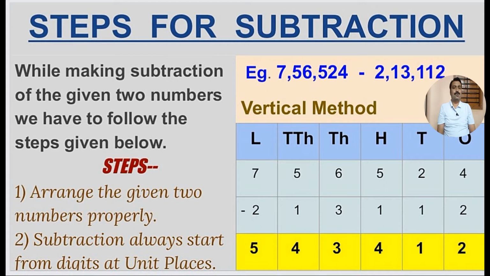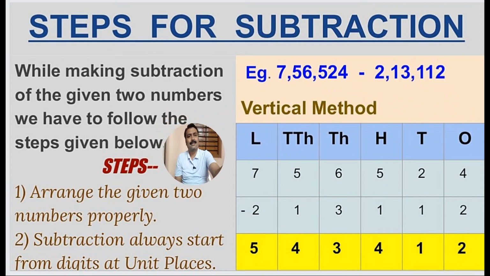And after that, the second step: subtraction always starts from the digits at the unit place. So as with addition, the process of subtraction we always start from the ones place or unit place. To explain this step, I want to take one example in front of you. Now let's continue this example.